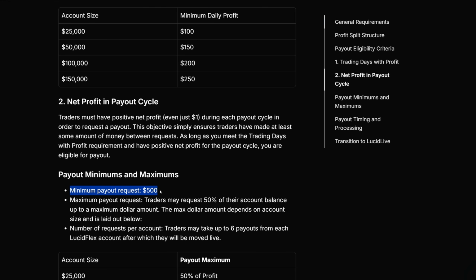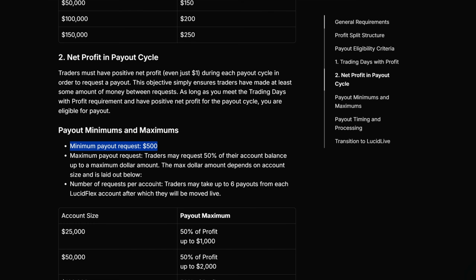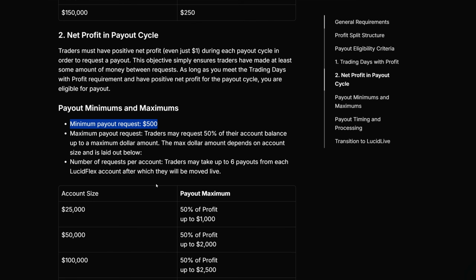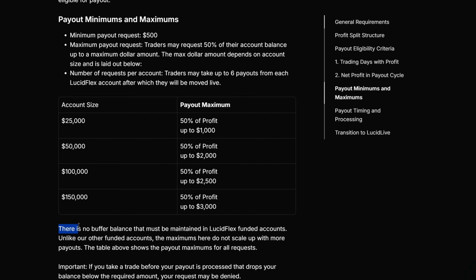But something I think a lot of traders are going to really like about this is there is no buffer within this account. So a trader is able to take 50% of their total profit with a cap. So you can't take out more than $2,000 per payout, but you can take out 50% of your profit. So therefore, you don't have to worry about having a buffered balance. However, I personally think having a buffer is the better course of action, because the more of the buffer you have, the more drawdown the trader has available to them.